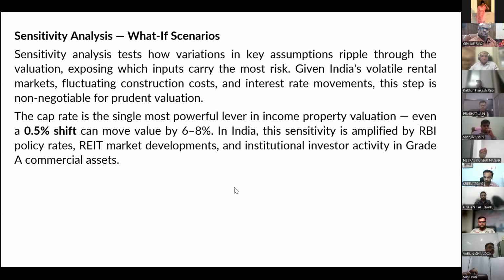Sensitivity analysis means a what-if scenario. It is basically for income approach methods where you use a capitalization rate. Many times, even a 0.5% shift in the capitalization rate may change the value by 6 to 8% in India.